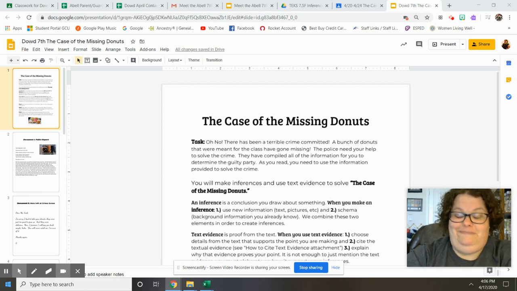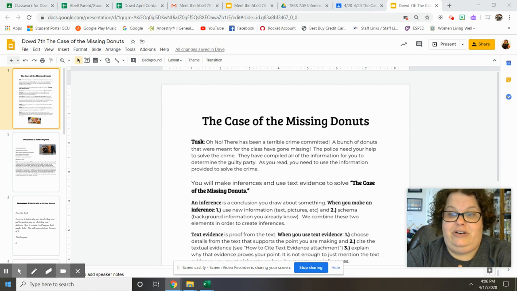stole the donuts. So the first paper that you'll notice that you have here is the instructions. It says, "Oh no, there's been a terrible crime committed. A bunch of donuts that were meant for the class have gone missing. The police need your help to solve the crime. They've compiled all the information for you to determine the guilty party. As you read, you need to use the information provided to solve the crime."